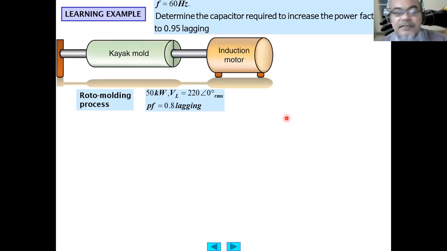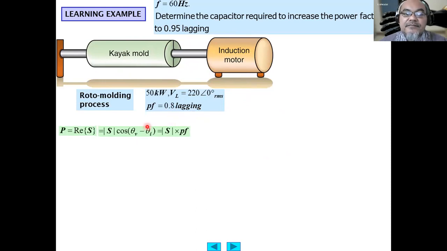Okay, let's give another example. Determine the capacitor required to increase the power factor to 0.95 lagging. We have here an induction motor, and the active power is 50 kilowatt. The voltage at the load is 220 volt with phase angle of 0 degree RMS. Power factor now is 0.8 lagging.